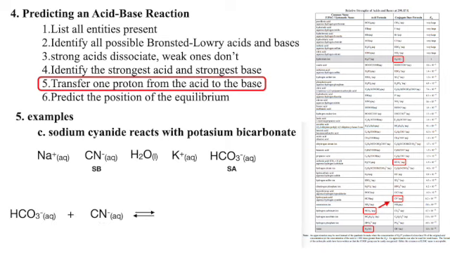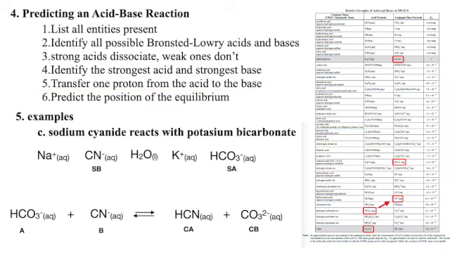And then I transfer a proton. There's my acid, throw away its H, goes over to make HCN, leaving me with CO3 2 negative, conjugate acid, conjugate base. Acid is below the base, so reactants are favored. Okay, so that is how you do Bronsted-Lowry equations. Okay, thank you very much.